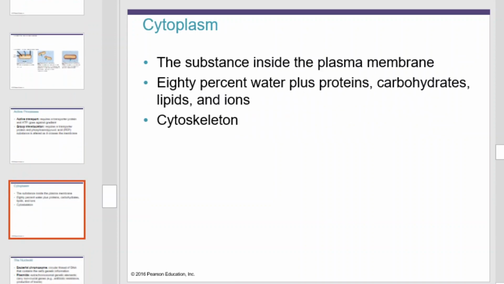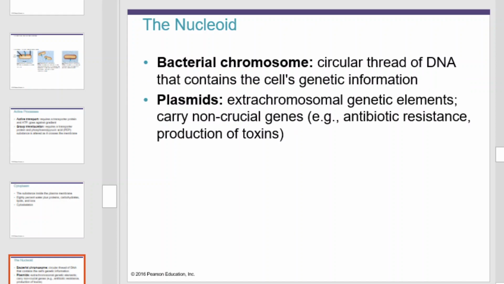The cytoplasm. The cytoplasm is the substance inside the plasma membrane, 80% water plus proteins, carbohydrates, lipids, and ions. The cytoplasm also has the cytoskeleton within it.